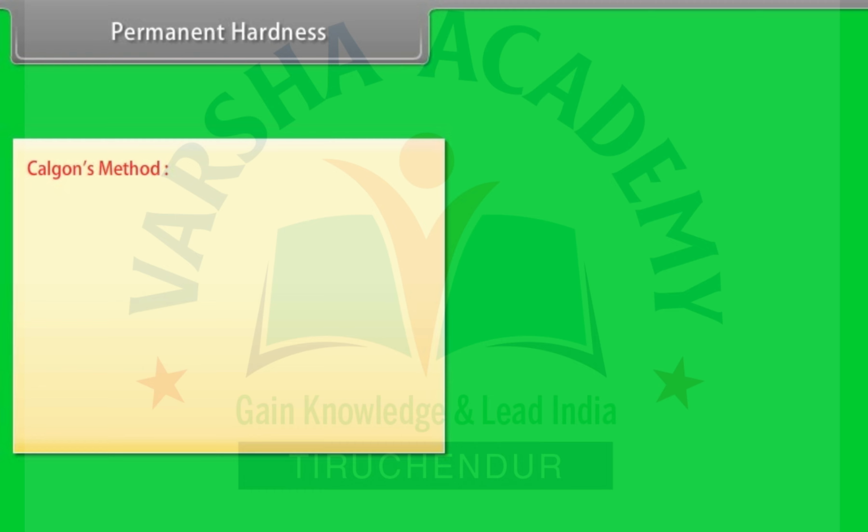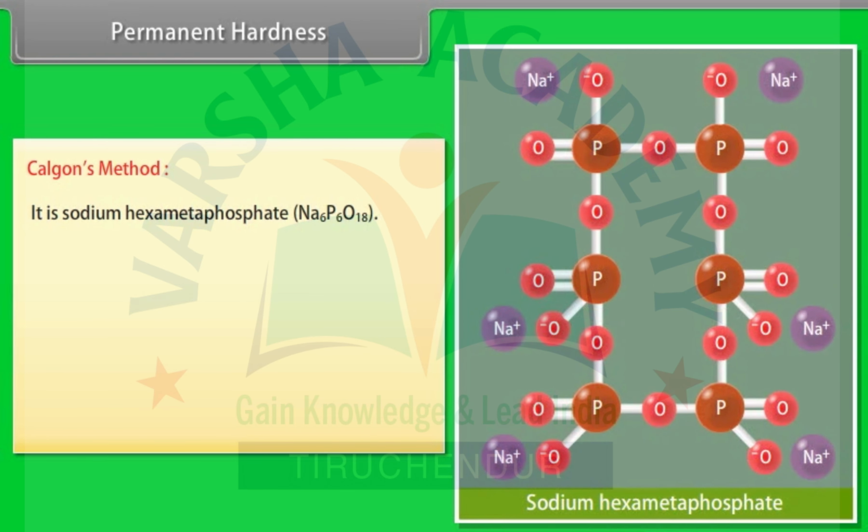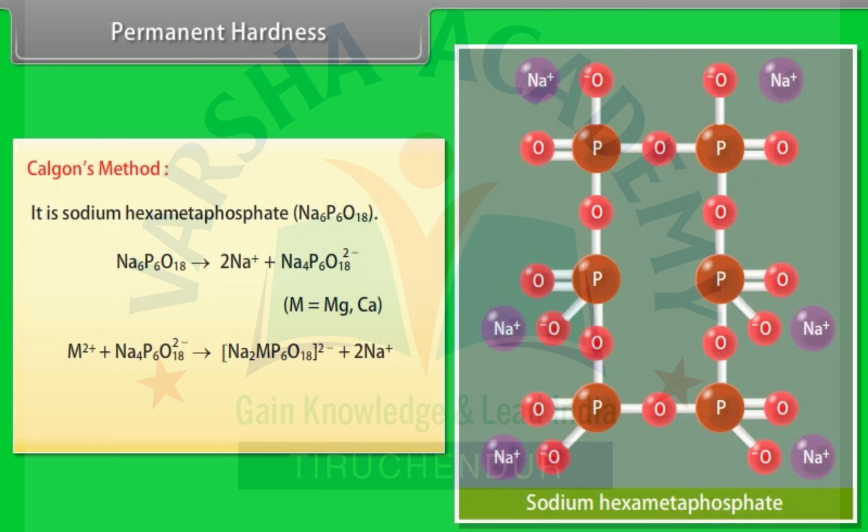Calgon's method. It is sodium hexametaphosphate. The complex anion keeps the Mg2+ and Ca2+ ions in solution.